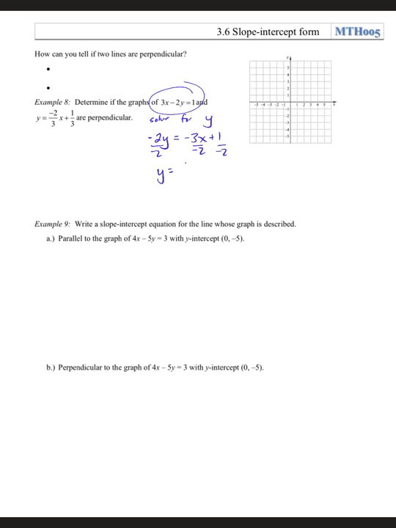So we get y equals 3 over 2x minus 1/2. So we start at negative 1/2 and then 3 over 2. So we're going up 3 and then over 2, someplace right in there. Okay, and then let's draw our line here.